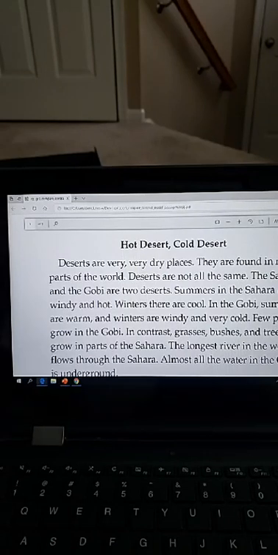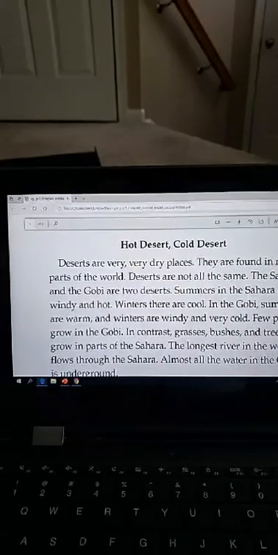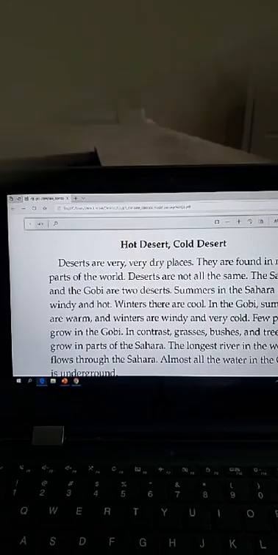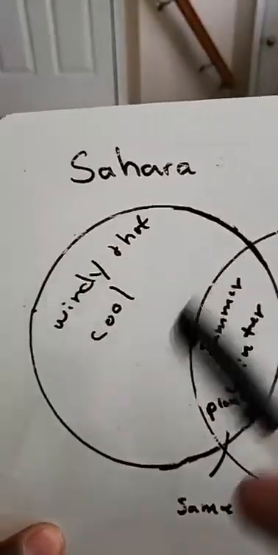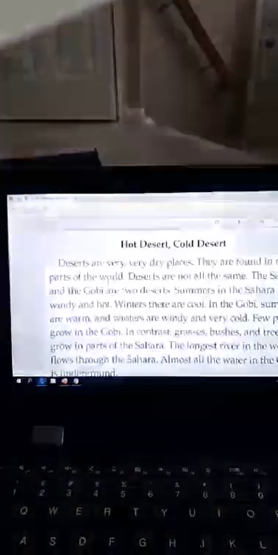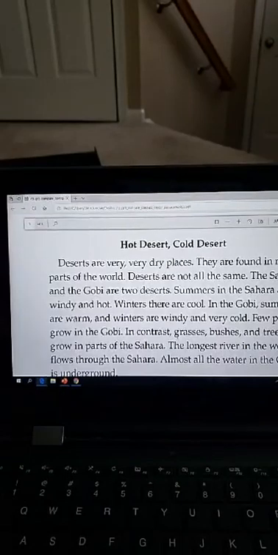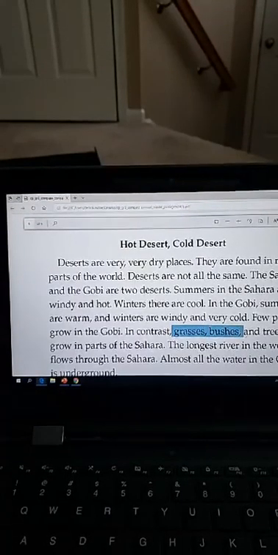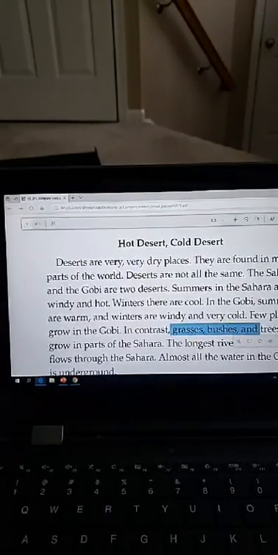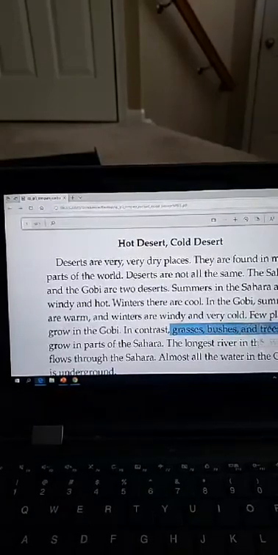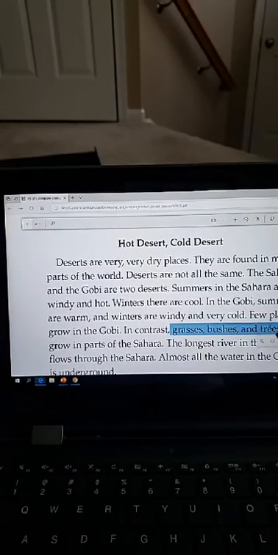Few plants grow in the Gobi. In contrast, grasses, bushes, and trees grow in parts of the Sahara. So I would go back to my Venn diagram. On the Sahara, I know the text says grasses, bushes, and trees. So I would write that on my Venn diagram on the side of the Sahara.